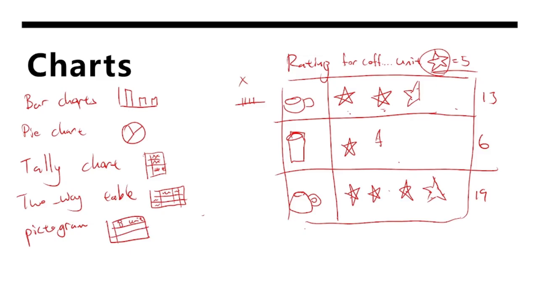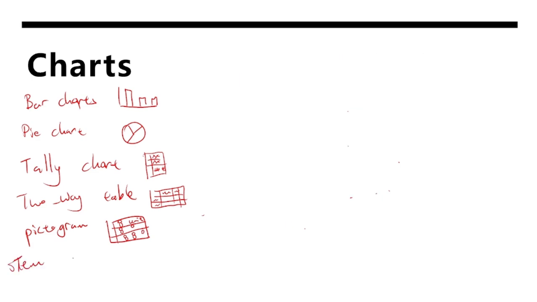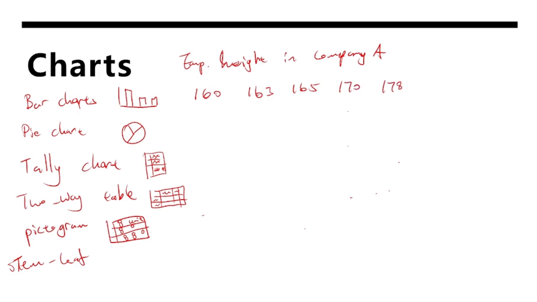And stem and leaf. So stem and leaf would be, for example, we have employees' heights in company A. And we have, let's say, 160, 163, 165, 170, 178, 179, 180, 181, 190, 215.